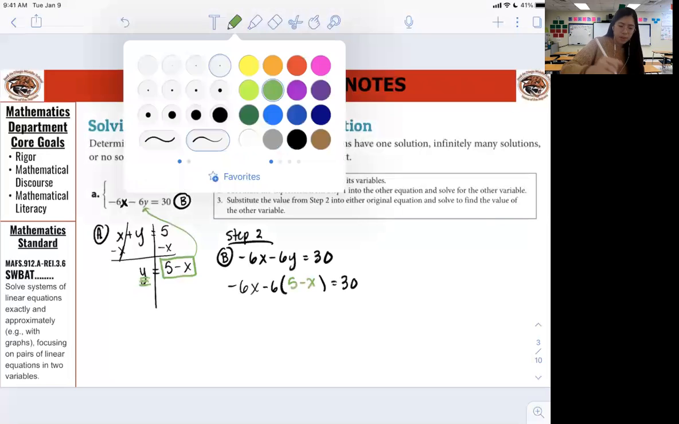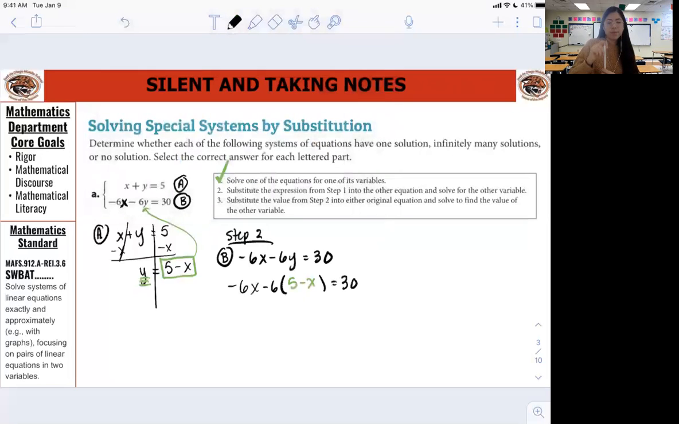Cool. Now what? We distribute. Good. We're going to solve for x using the properties of equality. So I know that I need to distribute first. So I have negative 6x. Negative 6 times positive 5, negative 6 times 5 is 30. Negative 30. And then negative 6 times negative x, positive 6x.